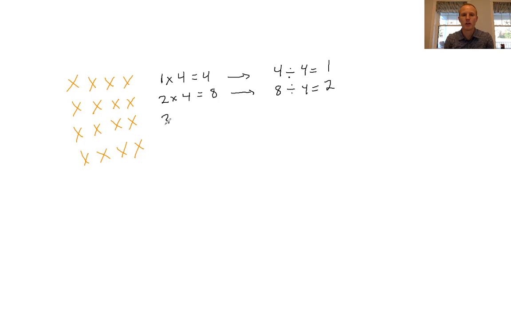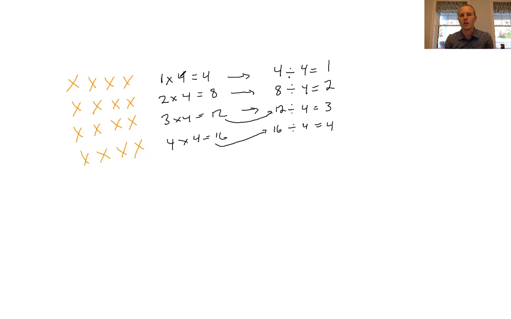And we could keep going. 3 times 4 is 12. And the connected fact there, we take this 12. That becomes our starting point in division. 12 divided into groups of 4 is 3 groups. And last but not least here, 4 times 4 is 16. That 16 then goes over to start our division sentence. 16 divided into groups of 4 gives us 4 groups.